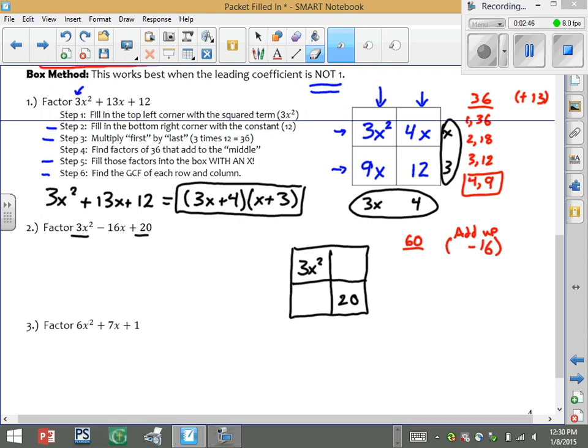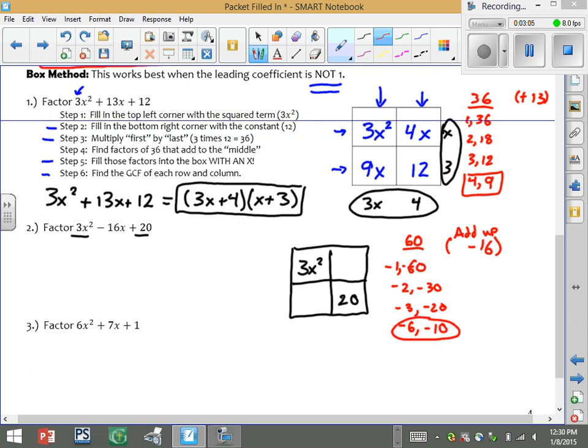This means we're going to have 2 negative numbers. You start thinking through: negative 1, negative 60. That doesn't do it. Negative 2, negative 30. Not quite. Negative 3, negative 20. That doesn't do it. How about negative 6 and negative 10? And there's my set of factors. So now I go back to my box. I'm going to do negative 6x, negative 10x.